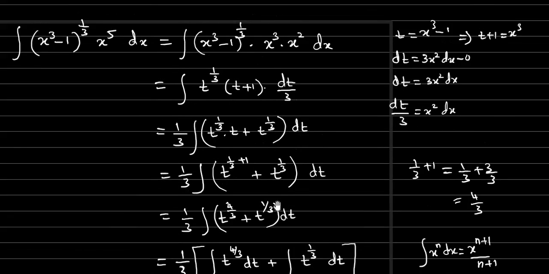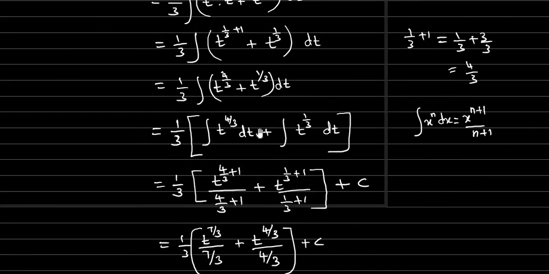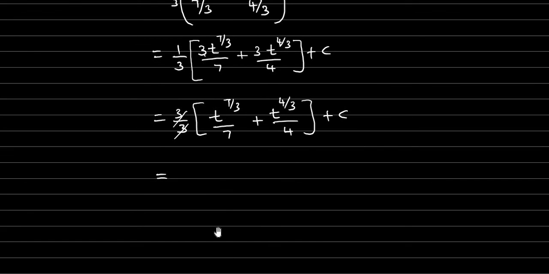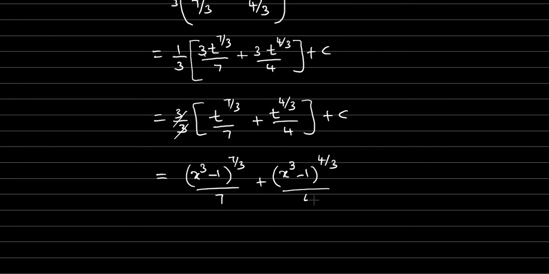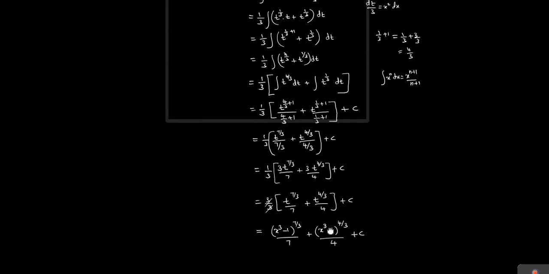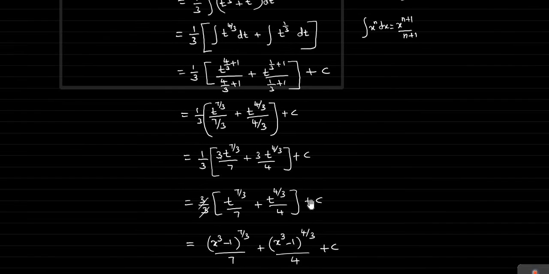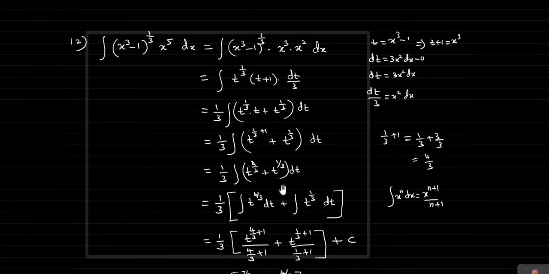Okay, and for our convenience only, we have taken it in terms of t. But what is the t that we assigned? t equals x cube minus 1. So wherever we have t, we have to replace it with x cube minus 1. So in place of t, x cube minus 1, power 7 by 3 by 7 plus (x cube minus 1) power 4 by 3 by 4 plus c. Okay, that's all for this sum. So this is the final answer.